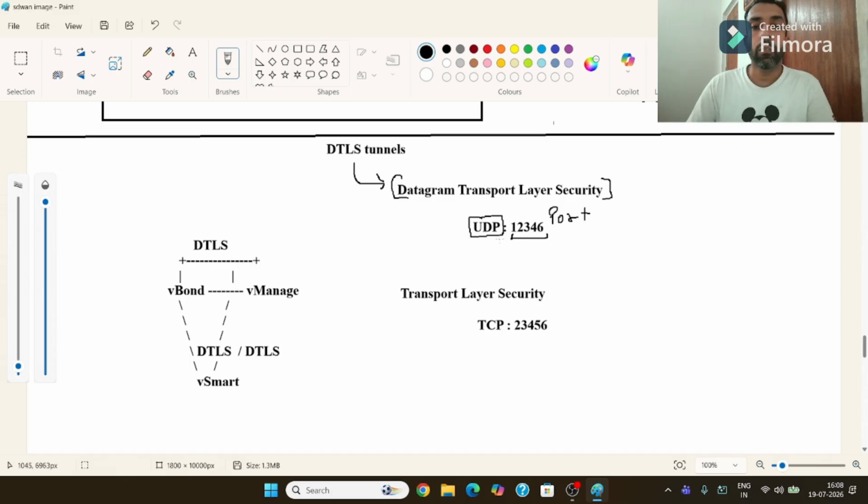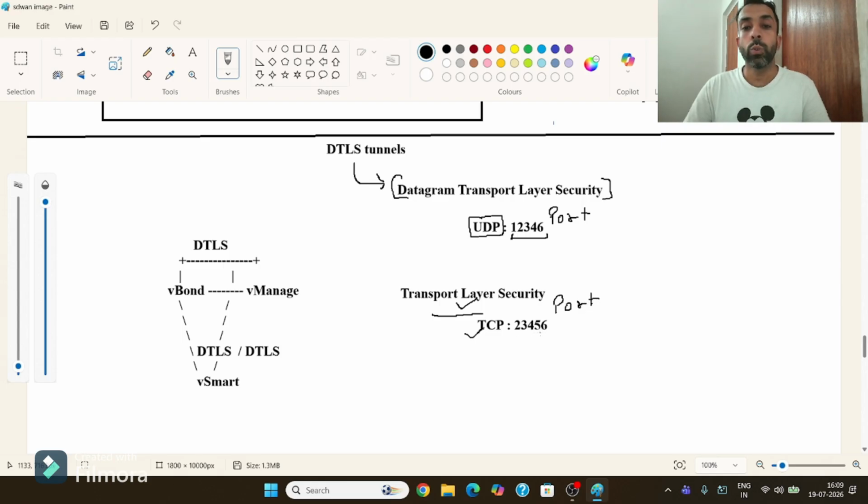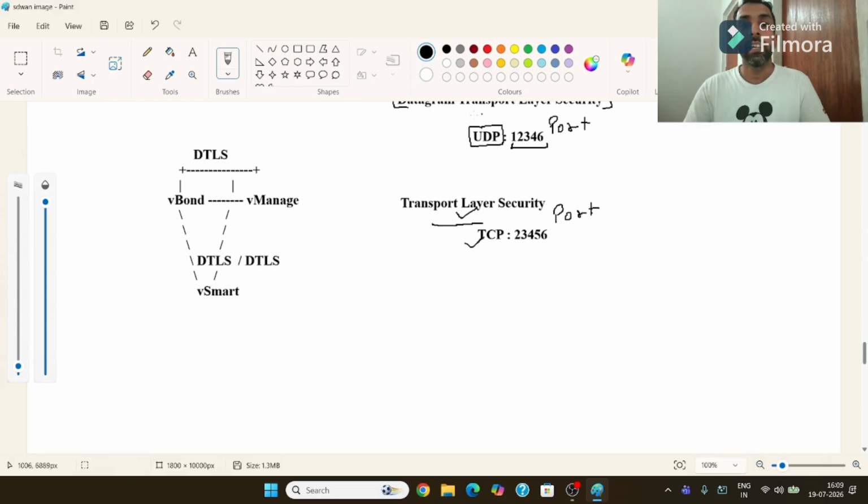Okay, in between the controllers, can we also form the TLS tunnel? The answer is yes. In between the controllers, the TLS tunnel can be formed. TCP protocol will be used at layer 4, so that means it is one of the reliable protocols, and the port number used to create the TLS tunnel in between the controllers is 23456.